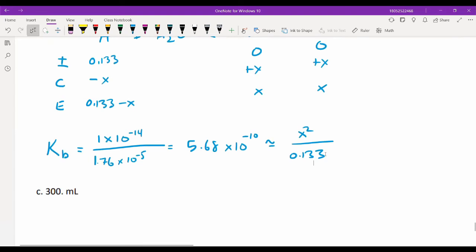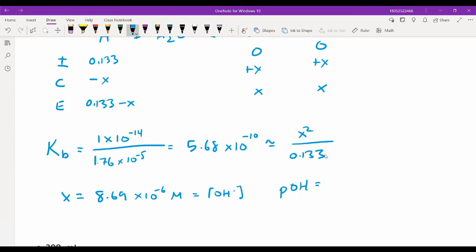So again, this is kind of a long problem. It's kind of two problems put together: your titration, and then just another weak base problem. So this is 8.69 times 10 to the negative 6, which, remember, for a base, the X is hydroxide. So the pOH, if I take the negative log of that, I get 5.06, and the pH is 8.94. Again, just the normal steps to go from this to that, and then that to that.